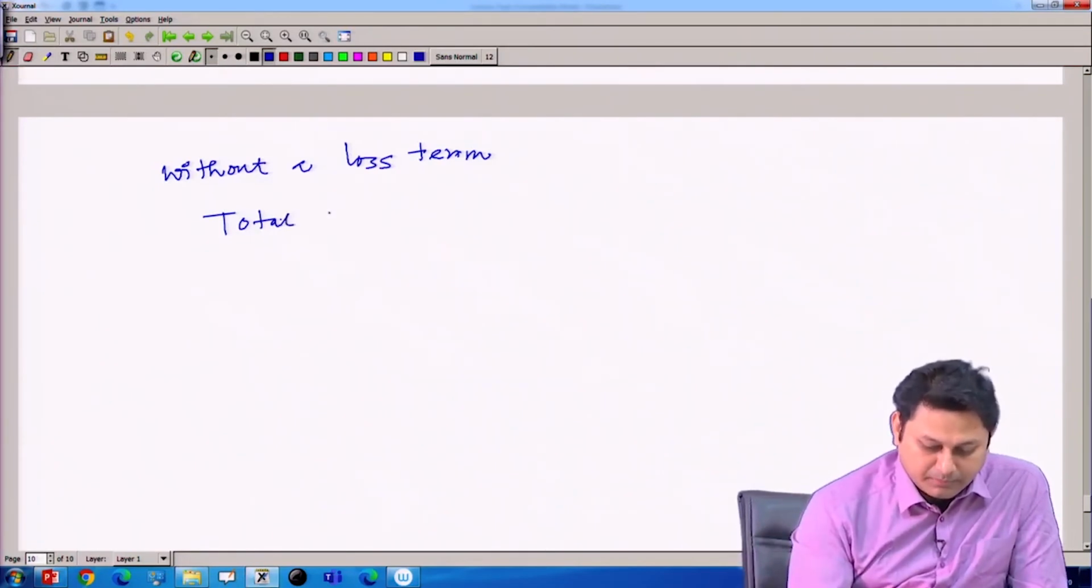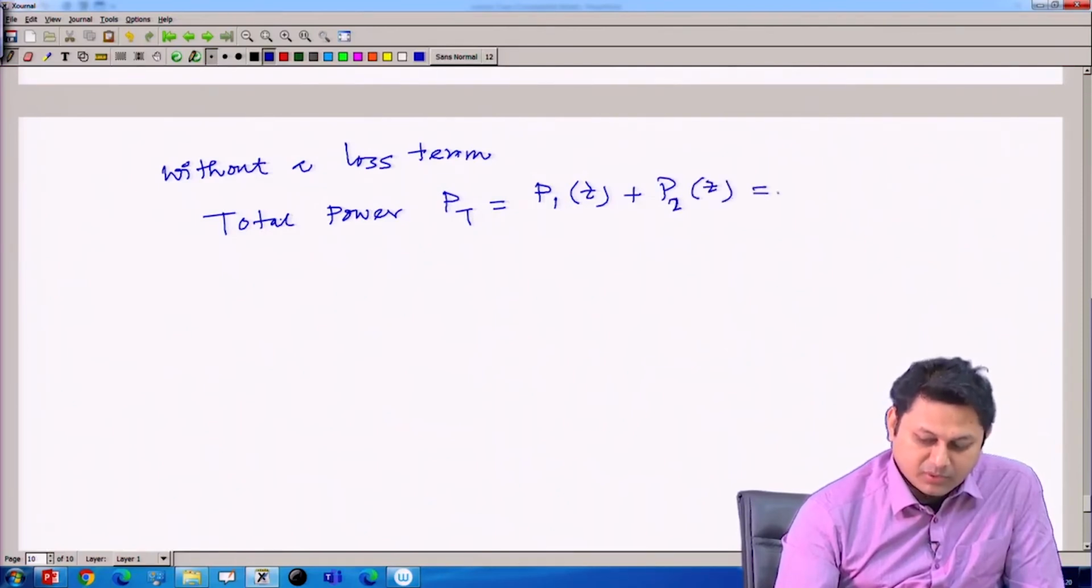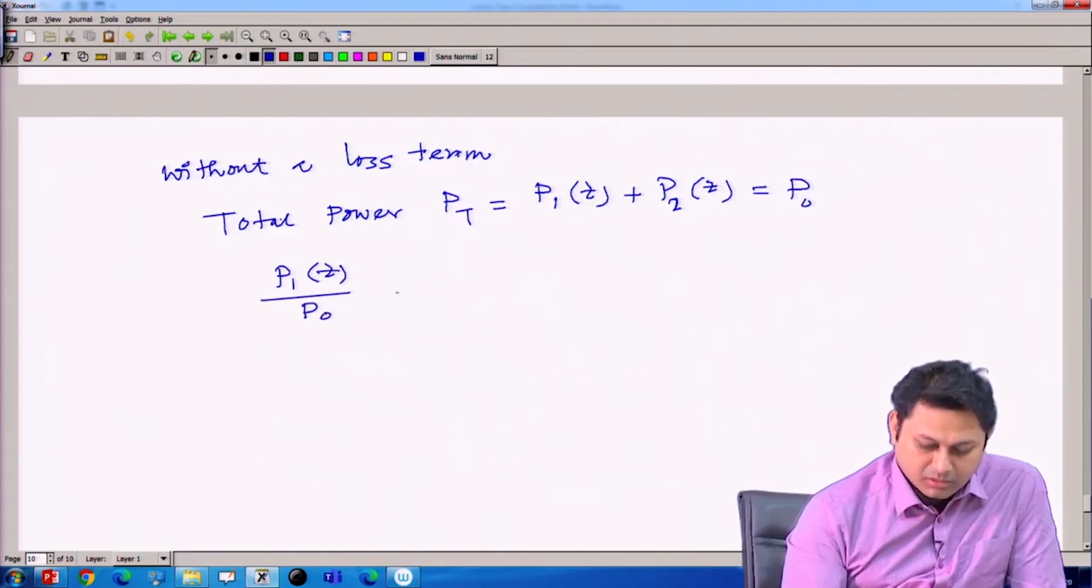The total power, I can write it as Pt, is the total power. It will be the sum of the power distributed in two waveguides, and since I launch a power in waveguide 1 which is P0, it should be equal to P0. Hence, I have an equation P1(z) divided by P0 plus P2(z) divided by P0 will be equal to simply 1.